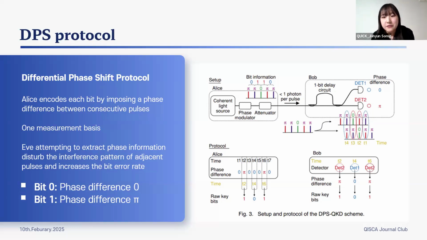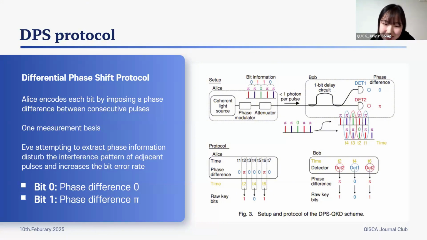One of the key security features of DPS is that attempting to measure the phase information will introduce errors. Since the bit information is encoded in relative phase differences, measuring an individual pulse does not reveal any useful information. Instead, Eve's interference disturbs the interference patterns of adjacent pulses, increasing the bit error rate and allowing Alice and Bob to detect her presence.